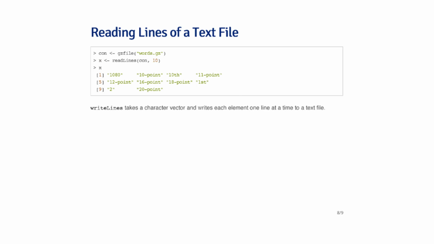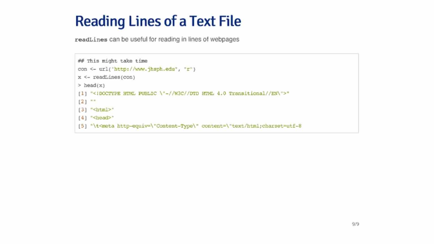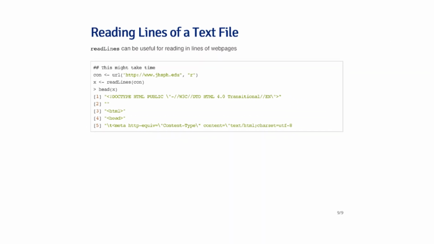And similarly, writeLines is a function that can be used to write out lines of text to a file. What you do is pass writeLines a character vector, and each element of the character vector becomes a line in the text file. You can also use readLines to read elements from a web page. So for example, you can use the url function to create a connection to a website. This website here is the Johns Hopkins School of Public Health website, and I'm going to open the connection there for reading, and then I'm going to read lines from this connection.